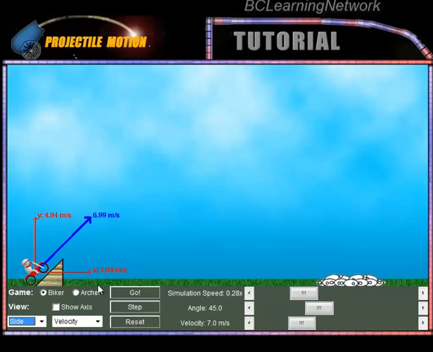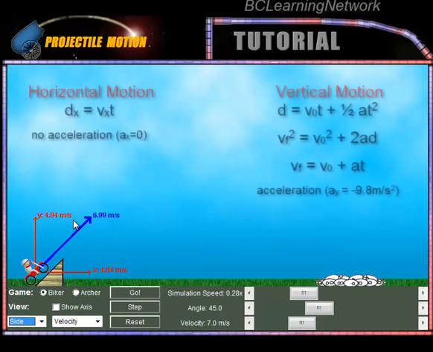Here's my X velocity. There's my Y velocity. When we were looking at it from the front, we were unaware that it actually had a horizontal velocity. When we were looking at it from the top, we were unaware that it actually had a vertical velocity. And the point I'm trying to make is that these two directions are completely independent of one another.